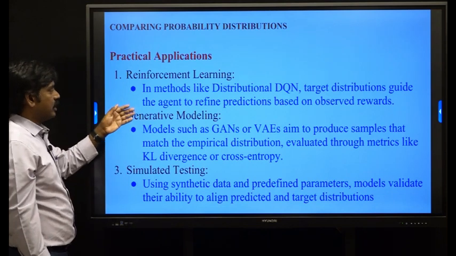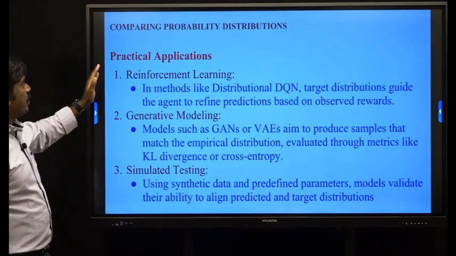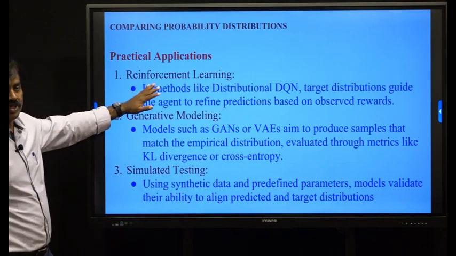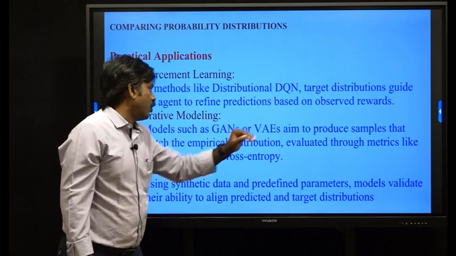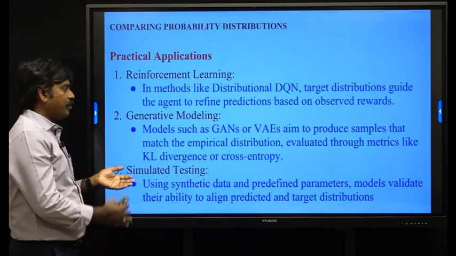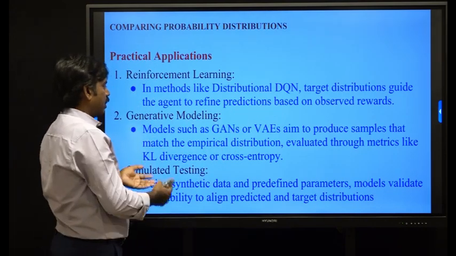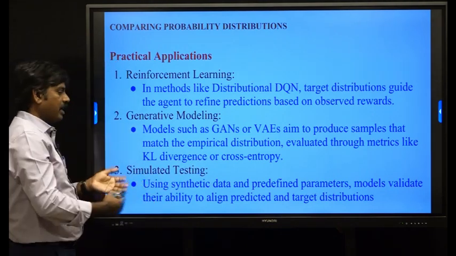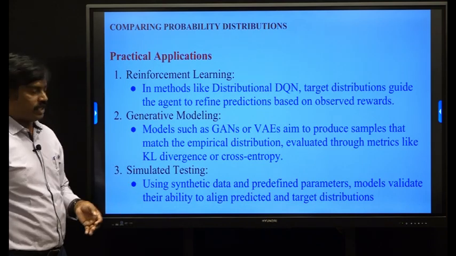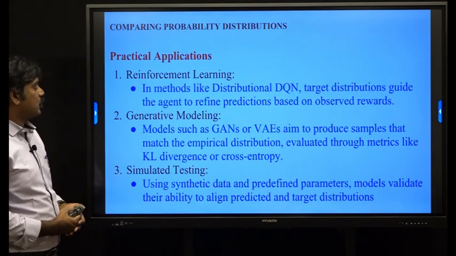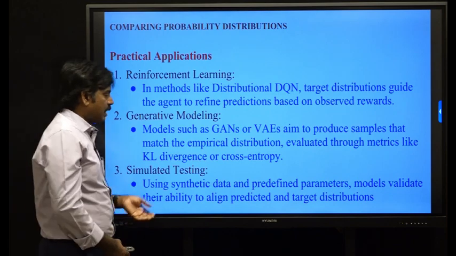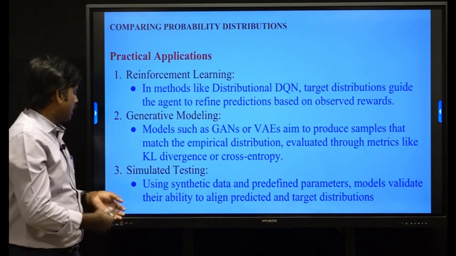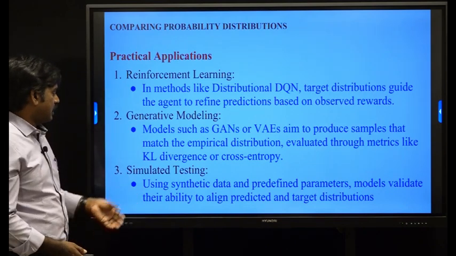For practical applications, we use comparison of probability distributions in reinforcement learning to compare the probability distributions of distributional DQN models and generative models, such as GAN and VAE type models, to compare predicted and generated models and simulate testing. We use synthetic data and predefined parameters, meaning generated data and model data are compared with simulated data testing.